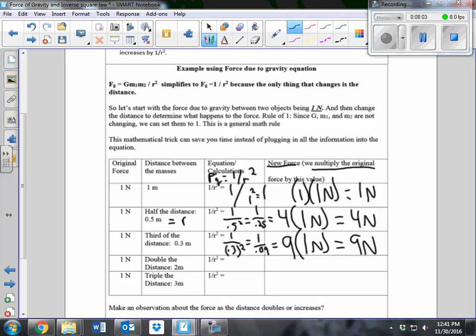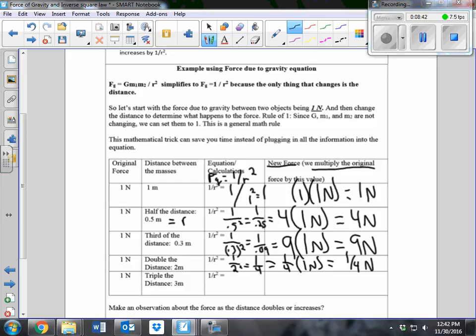So now we're going to go the other way. Instead of halving my distance, now I'm going to double it. So now instead of being at 1 meter, I'm going to be at 2. So then I'm going to say 1 over 2 squared equals 1/4. So I now take that factor and I multiply it by my original force, and I see here that my force drops by a factor of 4. I doubled the distance, my force drops by a factor of 4 because it's 1 over 2 squared, which gives me 1/4, and that means that my force drops by that factor.